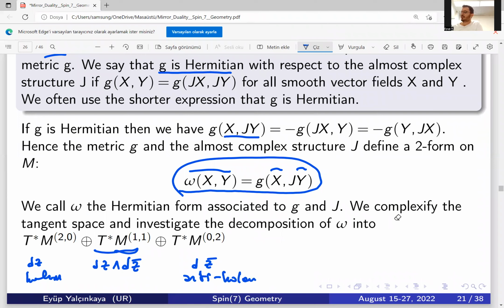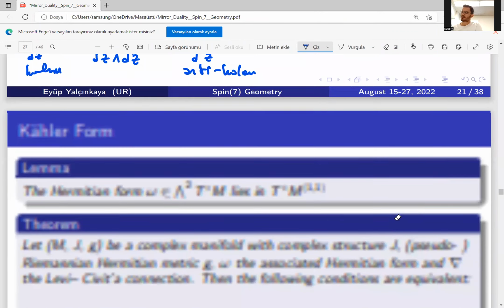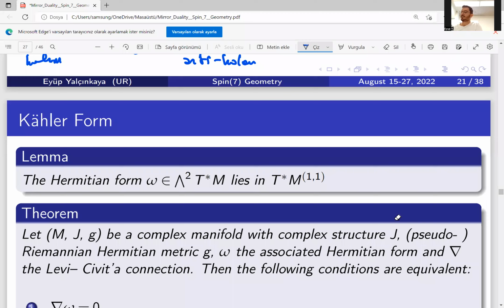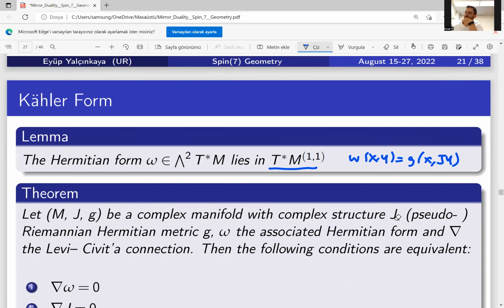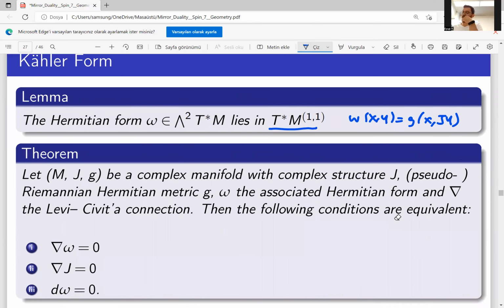part. Okay, this is the decomposition, and here the lemma says that the Hermitian form induced from the metric g(x, Jy) lies in the (1,1) form, the combination of dz wedge dz bar, and this lemma can be checked somewhere in lots of the complex analysis and complex geometry books, and here the Kähler form is this one.